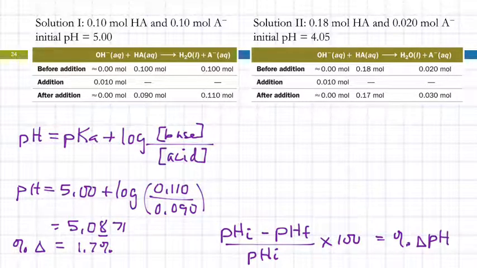So our second solution, we have 0.18 moles of the acid and only 0.02 moles of the base. So this is not equal amounts, not even close. So here we've got the acid and the base. Again, we're adding 0.01 moles of hydroxide. So that's going to reduce the moles of acid and increase the moles of base. Again, we're going to use our Henderson-Hasselbalch equation.